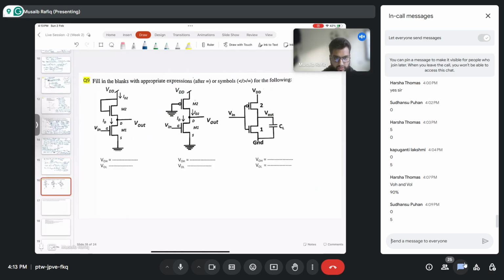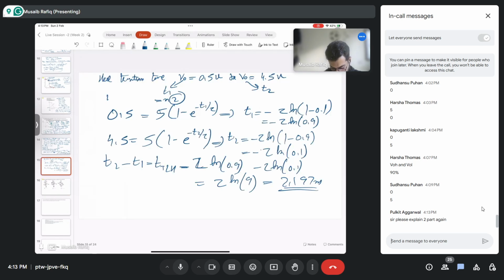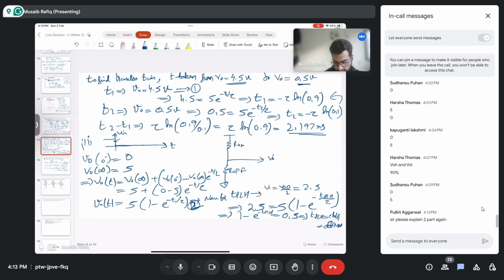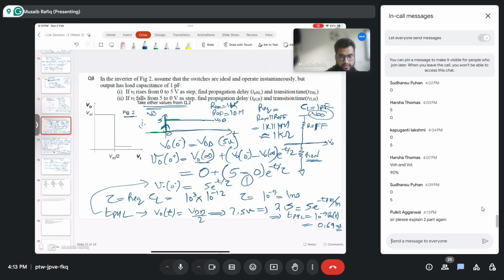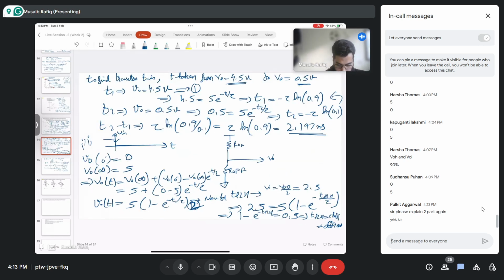Now let's move forward to question number 9. This we'll try to solve simultaneously. So part 1 was clear, right? In part 1, our input was going from low to high. In part 2, my input is going from high to low. So V0 of 0 minus, just before the step input is applied, my output will be 0 volts, and V0 of infinity will be 5 volts.